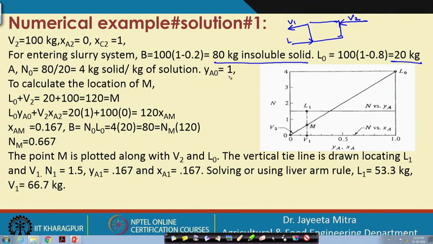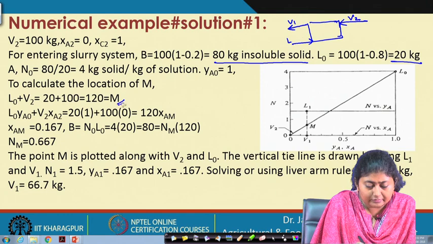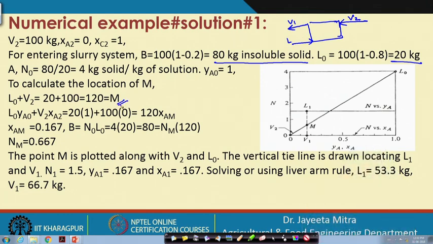Okay. So, Y A 0 is equal to 1, because initially all the concentration was there in the feed slurry itself. So, Y A 0 equal to 1. Now, to calculate the location of M, that is the mixture point. If these two liquids are getting mixed, what will be the equilibrium point? To calculate that, L 0 plus V 2, that is 20 plus 100, is equal to 120. This will be our M, the total material of solvent plus solute.